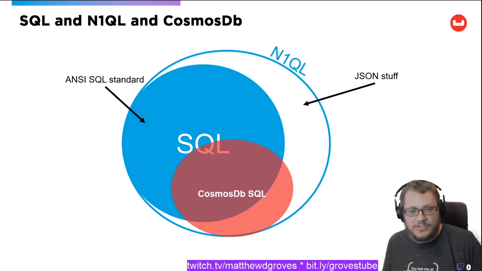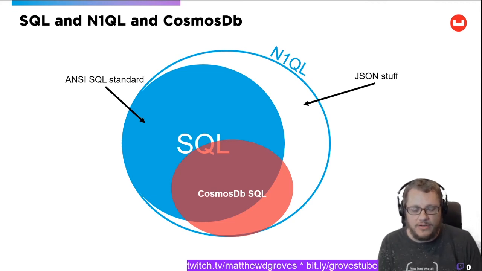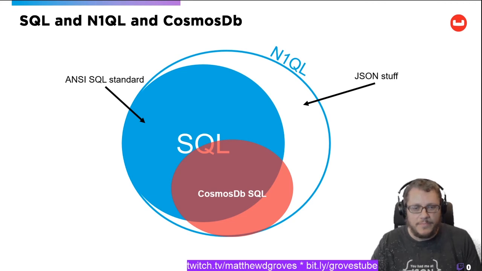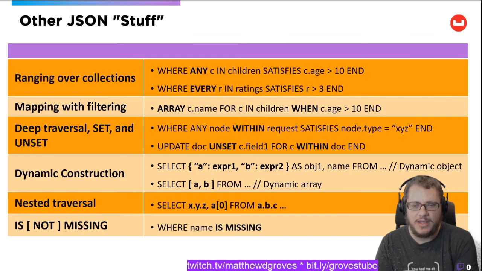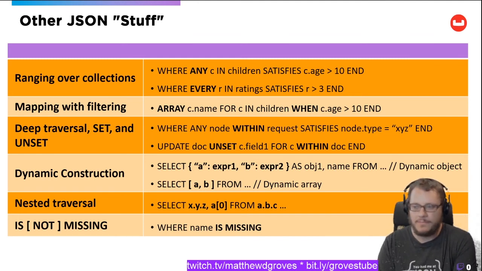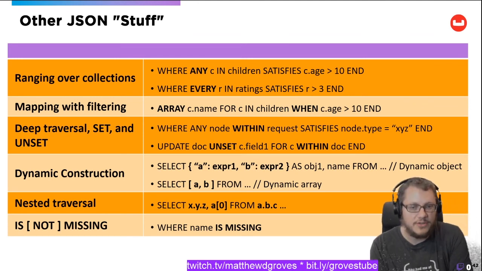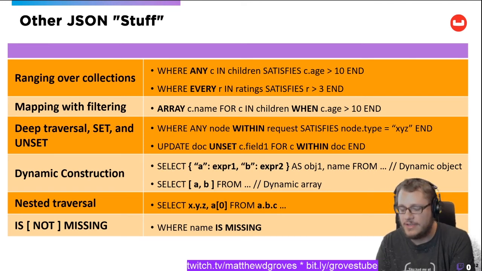But it does have extra stuff to deal with JSON, because there's still going to be nested objects and arrays in Cosmos SQL. We don't have to go into huge detail on this, but because there are arrays and nested objects, we need some additional features to deal with that. I want to point out, second to last row, nested traversal. If we have a nested object and an object nested in that, we need to be able to address those. So we add dotted syntax, select x.y.z. That'll get you all the way to z.